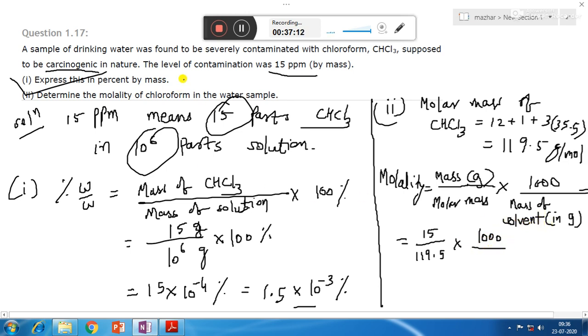Now here the amount of chloroform, which is 15 gram, is very negligible as compared to 10 raised to 6 gram. So in that case we can consider that the mass of solute is negligible. So whatever will be the mass of solution, same will be the mass of solvent. So you can take 10 raised to 6 gram as the mass of solvent. So that will be equal to 1.25 into 10 raised to minus 4 molal. So that is our final answer.